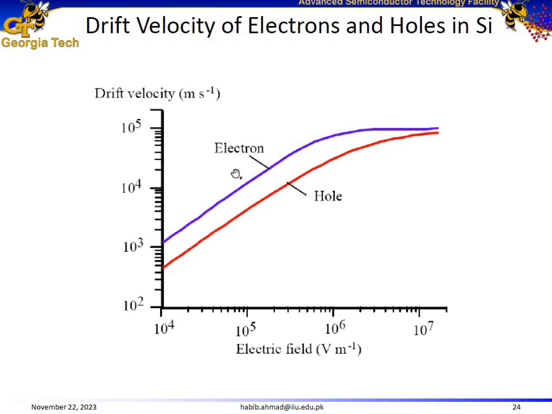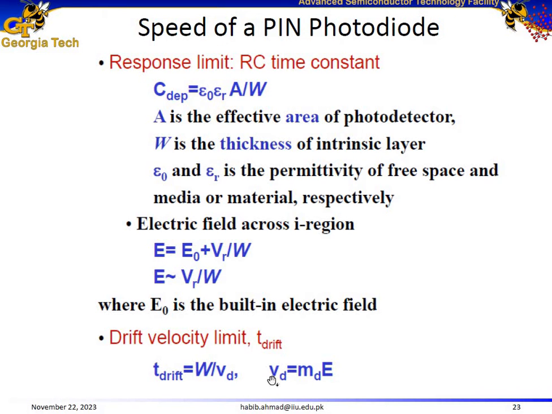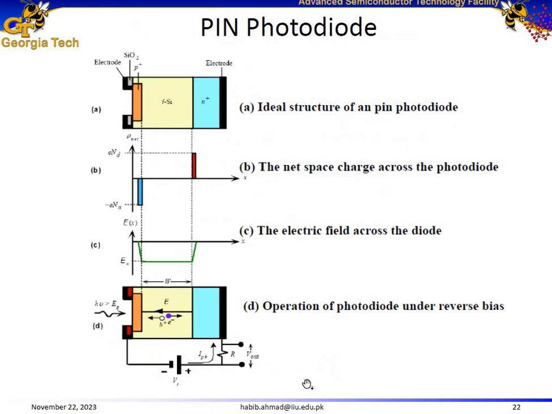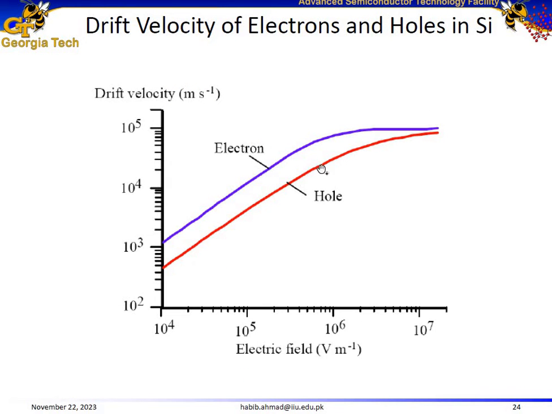Drift velocity of both electrons and holes is a function of the electric field. According to this equation, drift velocity is equal to mobility times electric field. It's linearly proportional to the electric field up to a certain point, but at a certain critical electric field, the velocity of these carriers does not increase any further because of striking and scattering mechanisms inside the crystal lattice.